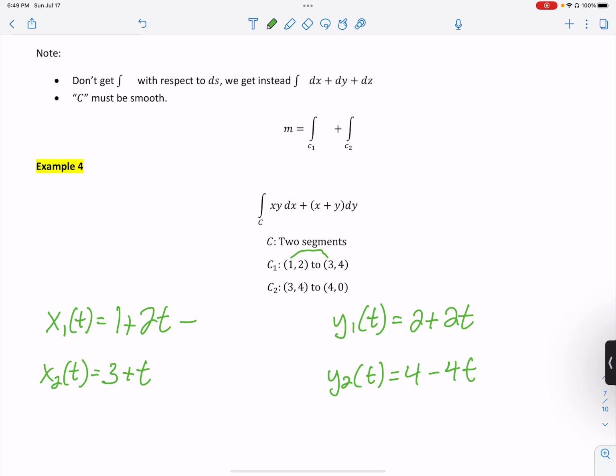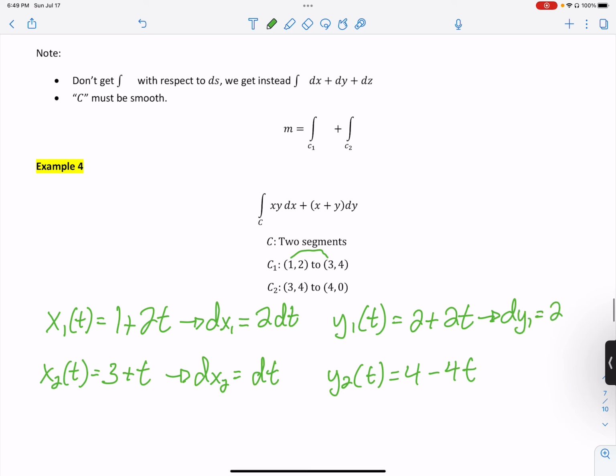I have an x. To get a dx, and it will be dx1, I just take the derivative. I get 2 dt. Here, I get dx2, 1 dt. dy1 is equal to 2 dt. And then the last one here, dy2 is equal to negative 4 dt. I have all the conversions that I need. Now, I do have to figure out my t's.